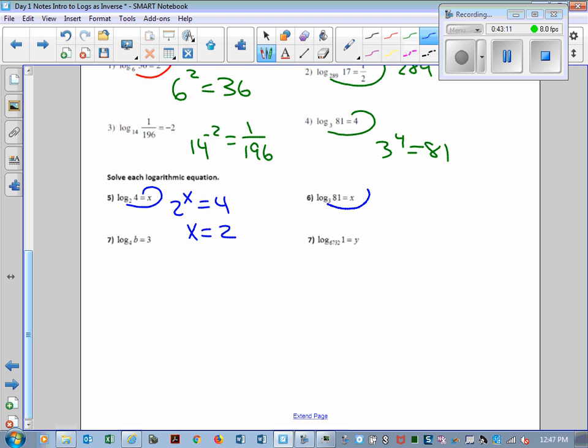Right here. Swoosh it. 3 to some power equals 81. Well, what does the power have to be? 4. Oh, rolling now. Do the last 2. Let's see what you get.